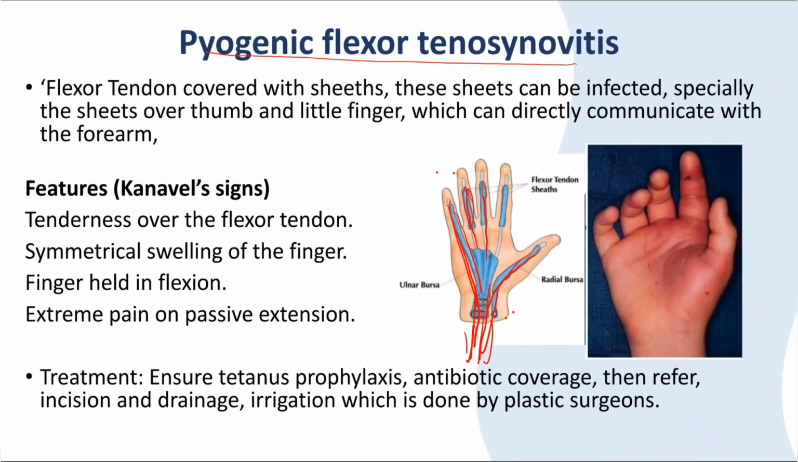How to recognize that a patient is having pyogenic flexor tenosynovitis? By having Kanavel's signs. So what are these features? There will be tenderness over the flexor tendon. There is symmetrical swelling of the finger. The hand is kept in flexion. If you do passive extension of the finger, it leads to extreme pain.